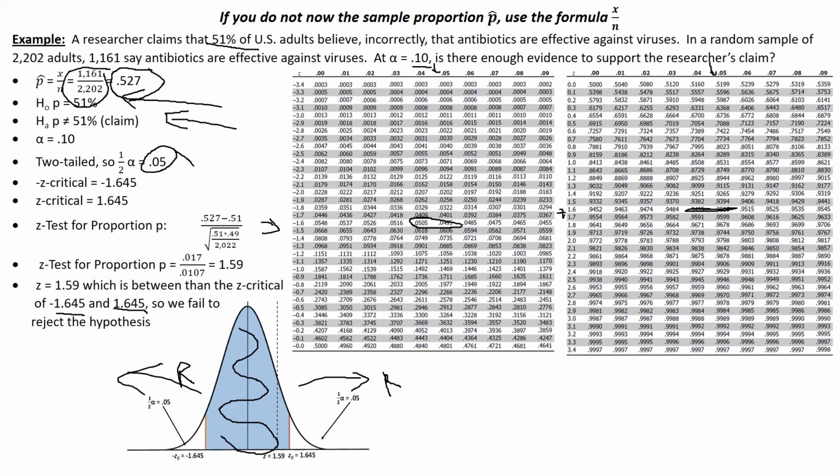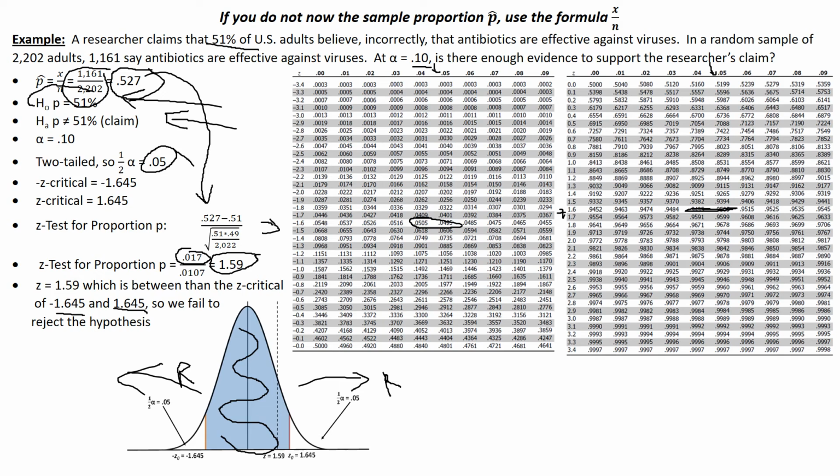So let's take a look at this. Now we have our p-hat, which we figured out on our own. We got 0.527 up here. 0.527 minus the population proportion 0.51 gives 0.017. And then in my denominator, 0.51 is my population proportion times my q, which is 1 minus the population proportion, 0.49. And my total number of samples is 2,202. So 0.51 times 0.49 divided by 2,202, square root of that, gives me 1.59. And 1.59 is greater than negative 1.645 and less than positive 1.645. So I would fail to reject the null hypothesis.